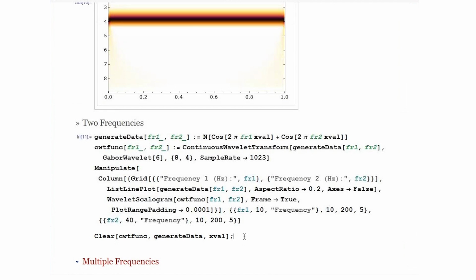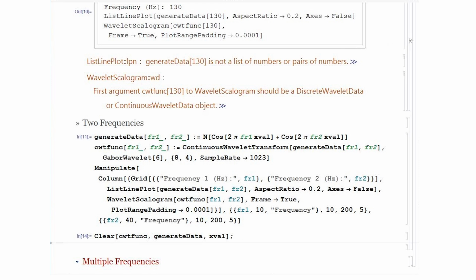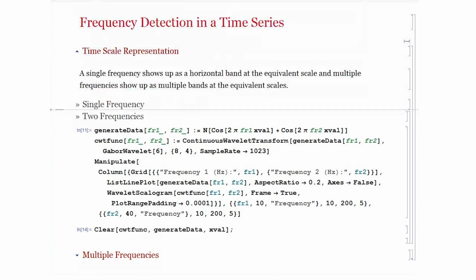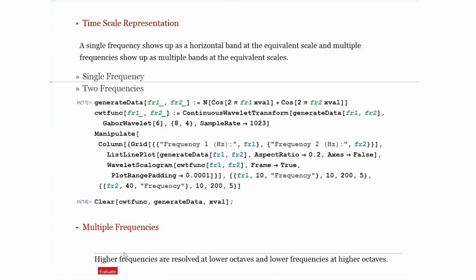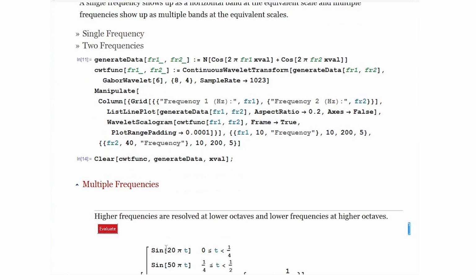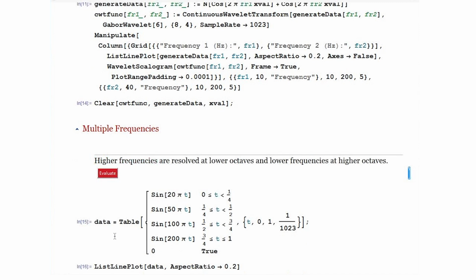I'm going to go ahead and clear the variables here. And now let us look at a more complicated case wherein we are dealing with multiple frequencies. In this case, here is the data that we are going to generate. It consists of 4 distinct frequencies occurring at different instances in time.